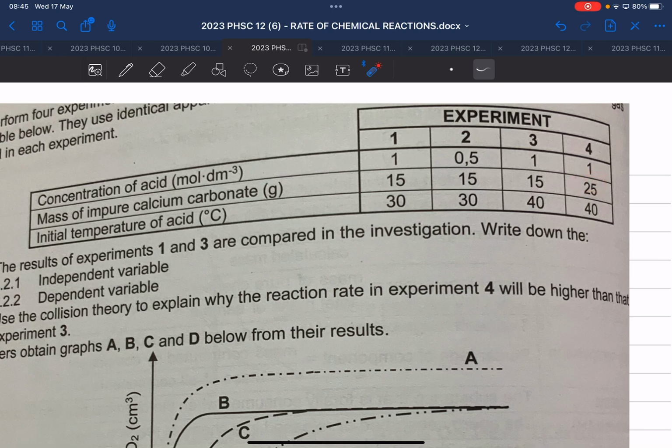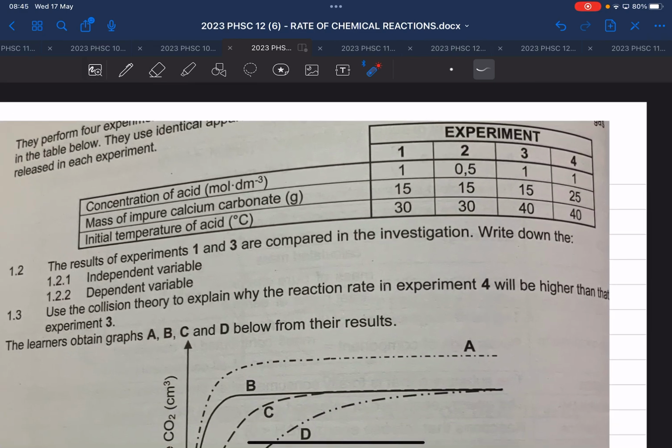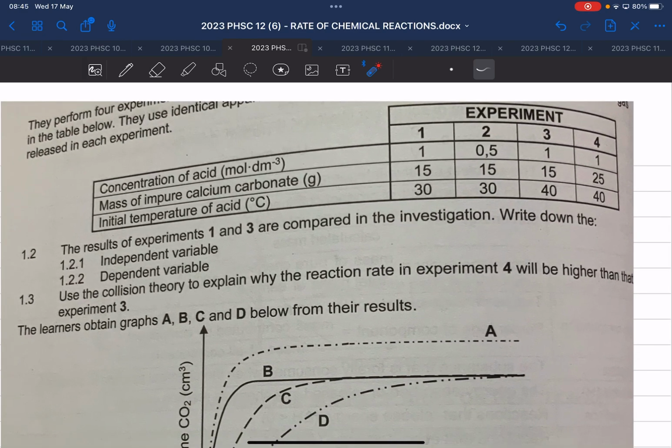A small effect on how fast you will find someone, but the bigger effect is it will determine how many products you will get. Because they say at the top, excess hydrochloric acid. That means that calcium carbonate is the limiting reagent. You remember that? So it means the calcium carbonate will determine how many products will form. So if we have more calcium carbonate, we will form more products. And then the initial temperature, 30, 30, 40, 40. We know that the ones that are warmer will react faster.